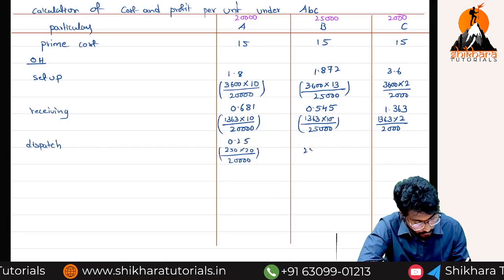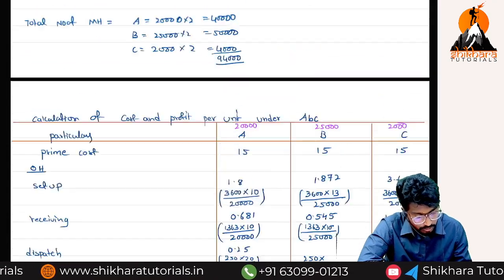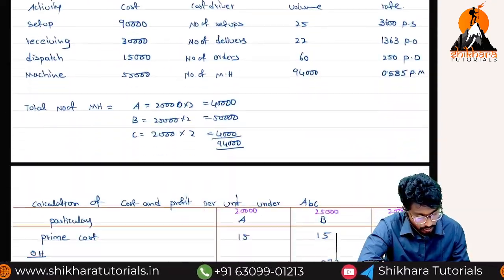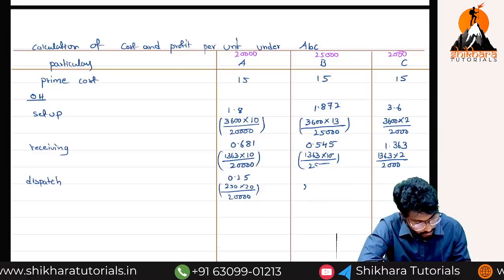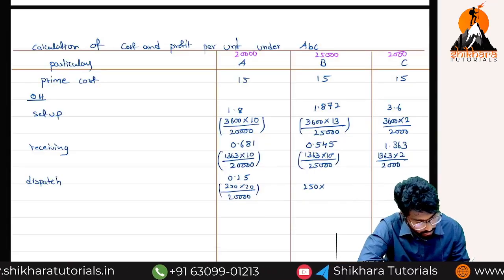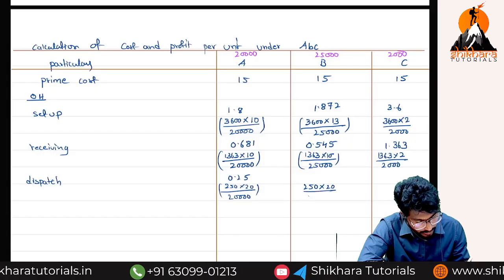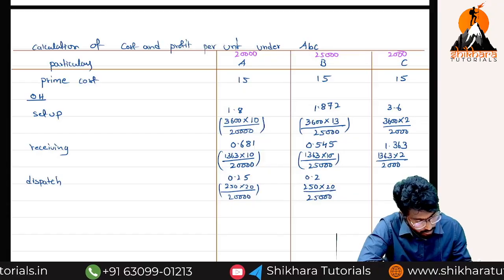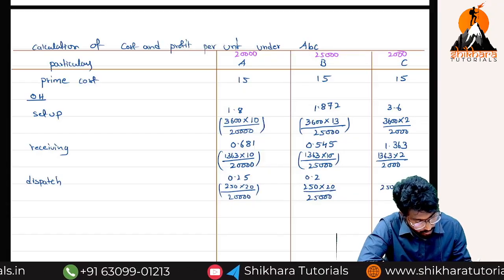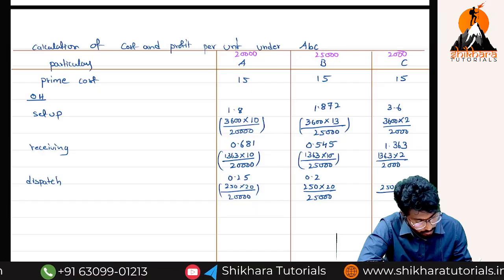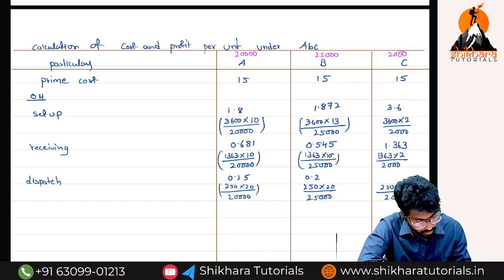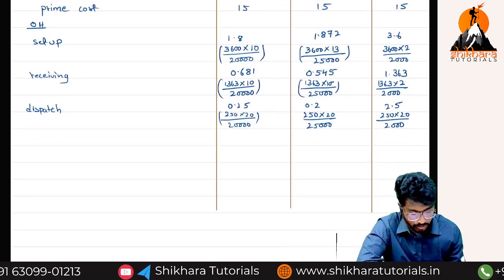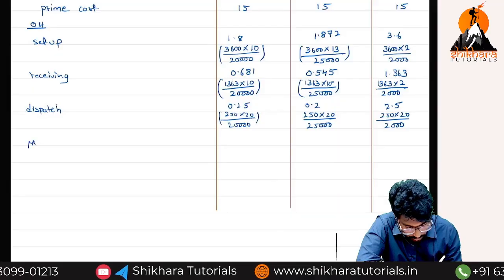Next, 250 into how many? For B, 20. For all it is 20 only. 20 divided by 25,000. How much? 0.2. Next, 250 into 20 divided by 2000. Next, mission.